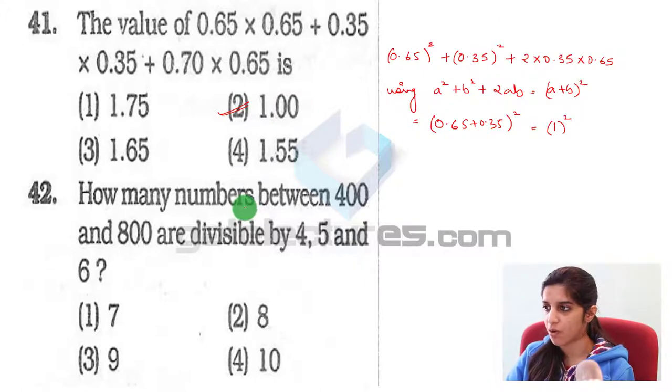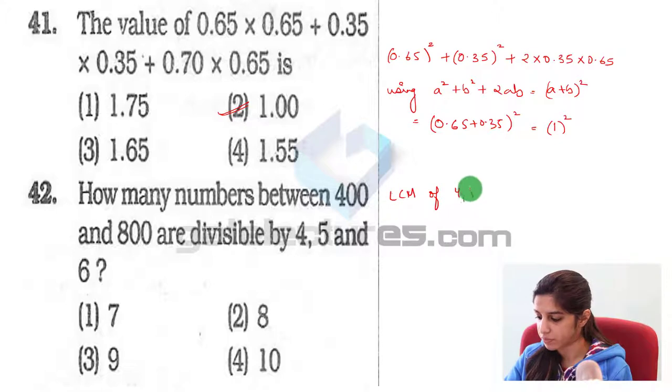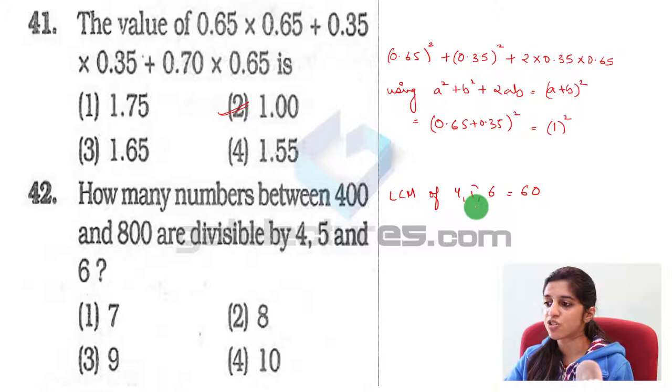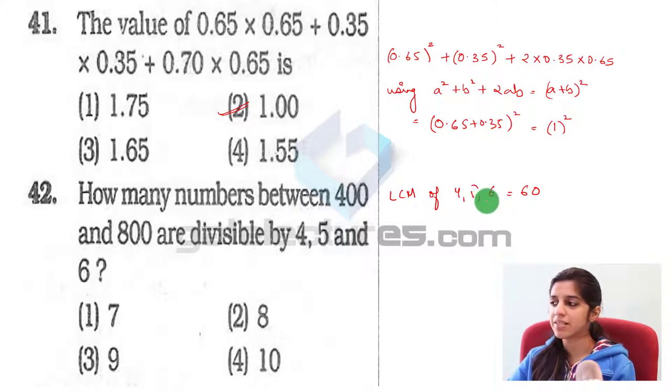Now look at the next question. How many numbers between 400 and 800 are divisible by 4, 5 and 6? So we know that for a number to be divisible by 2 or 3 numbers, it should be divisible by their LCM. So LCM of 4, 5 and 6 is going to be 60. Least common multiple means this is the least number which is divisible by all of these, right? Which is a multiple of all these numbers, exactly divisible. Okay, so LCM of 4, 5, 6 is going to be 60.